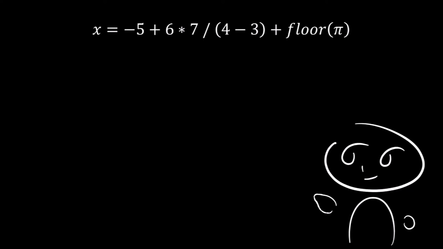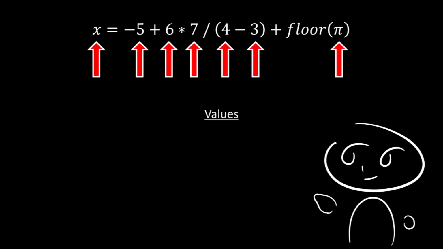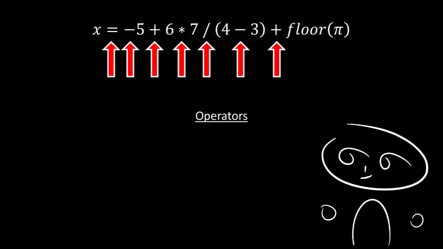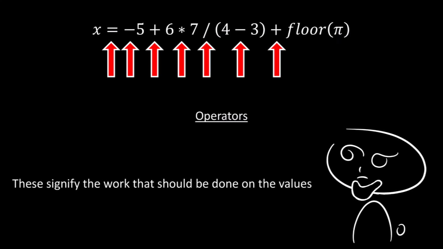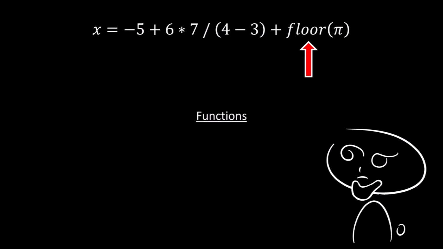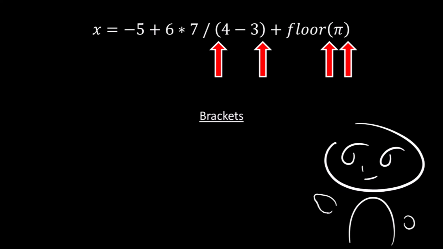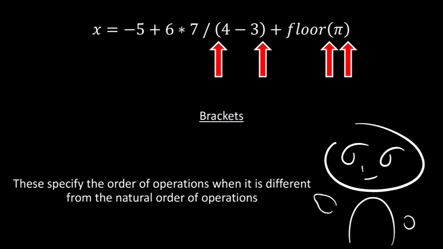So in this equation, there are many parts. First, we have the values. These simply represent the numbers within the equation. Next, we have the operators. These signify the work that should be done to the values within the equation. Next, we have functions. These are very similar to operators, except they refer to another external maths equation. And finally, we have brackets. These specify the order of operations when it is different from the natural order of operations.